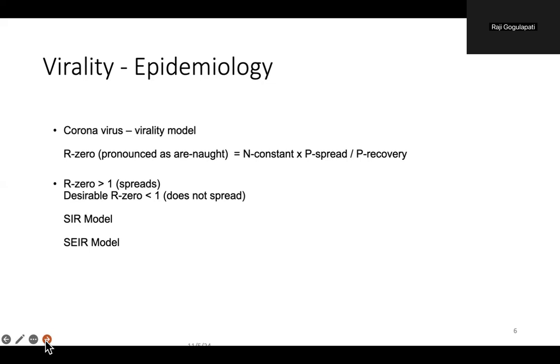So the higher the N constant and P spread, and the lower the P recovery, the higher the R0, and the more likely the virus is to spread quickly. Exactly. If R0 is greater than 1, the outbreak's going to grow. But if it's less than 1, meaning each person transmits to less than one other person, then the outbreak will probably die out on its own.